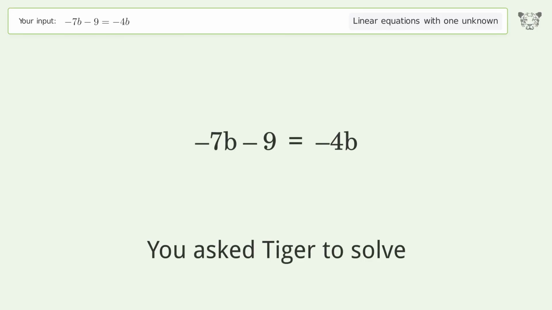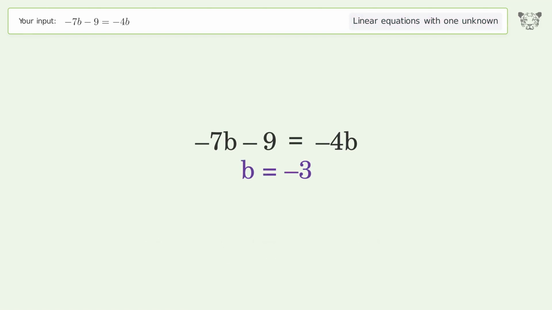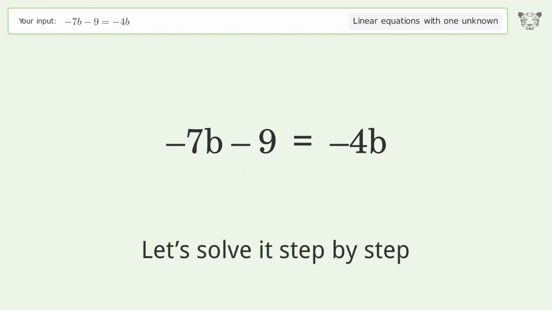You ask Tiger to solve. This deals with linear equations with one unknown. The final result is b equals -3. Let's solve it step by step.